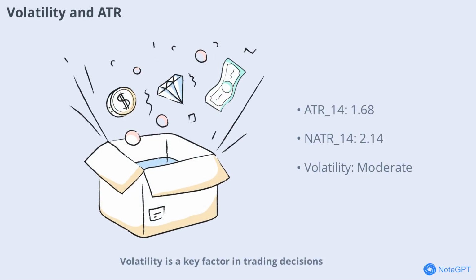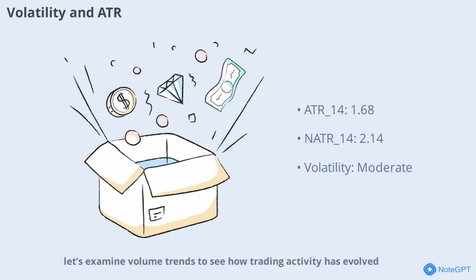Volatility is a key factor in trading decisions. The average true range, ATR 14 for CSCO, is 1.68, while the NATR 14 is 2.14. These values indicate moderate volatility, which is typical for a large-cap stock like Cisco. True volatility is also at 2.14, and the volatility breakout stands at 1.42. These numbers suggest that while price swings are present, they are not extreme, allowing for more predictable trading patterns.